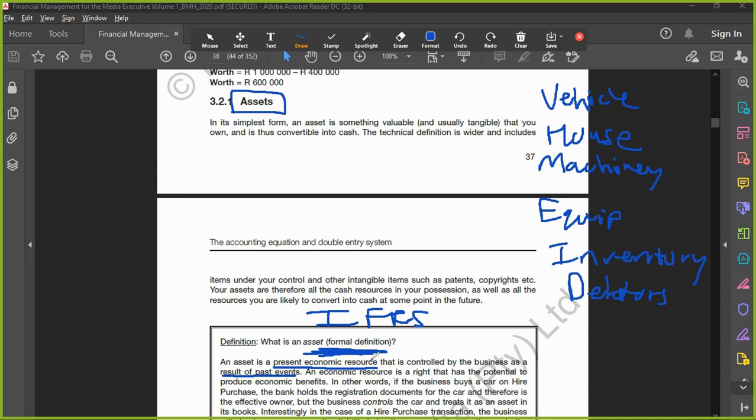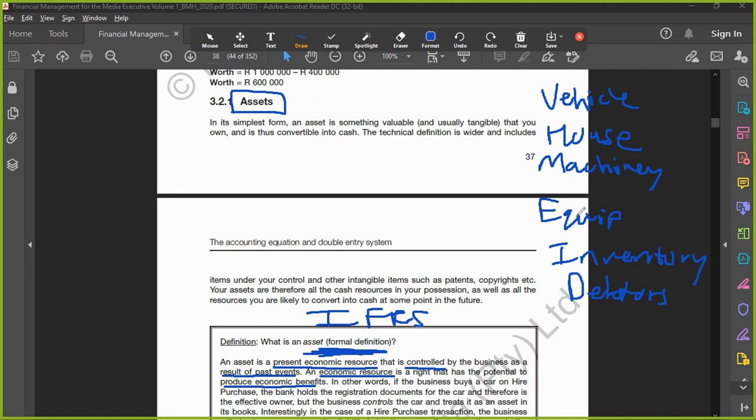Assets are resources, and they're controlled by the business, and they give rise to future economic benefit. In other words, they can do more for us in the future. They provide us with something in return. So assets that are good will generate income. For example, savings and investments generate income in the form of interest and dividends. Maybe you have property and you're renting it out. That provides you with rental income.